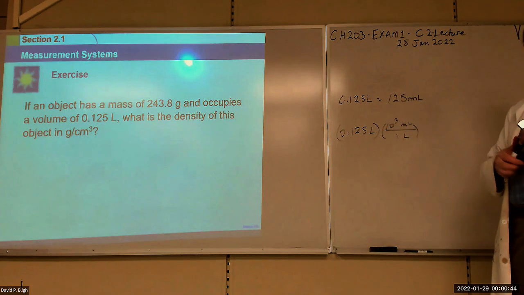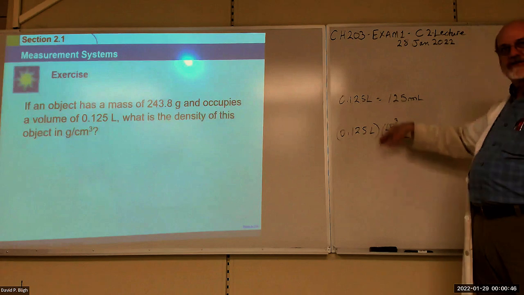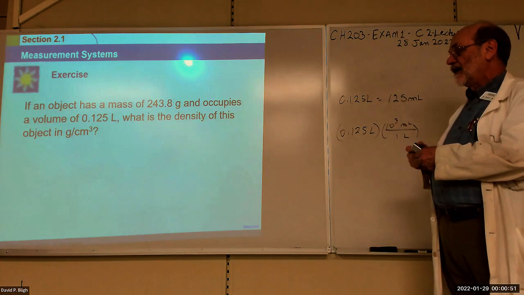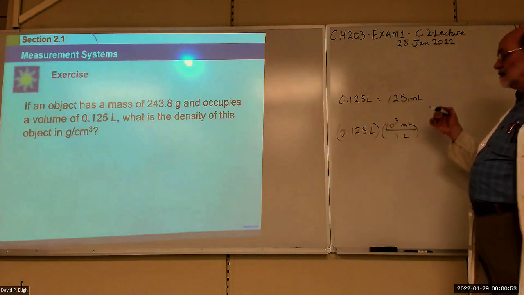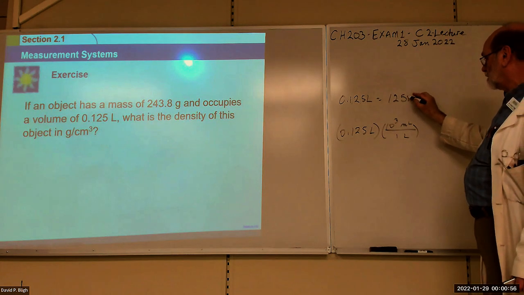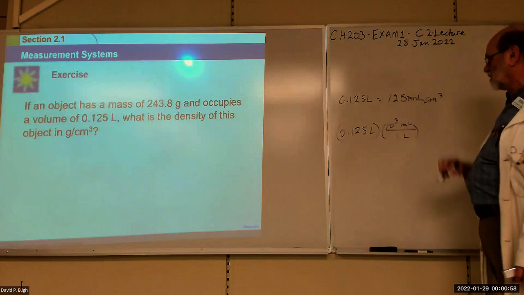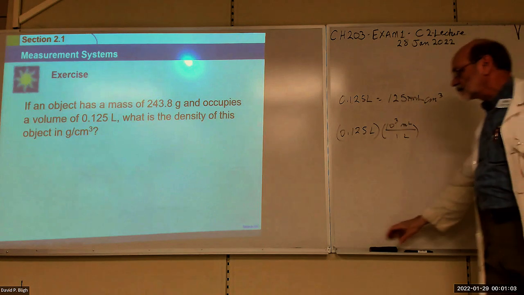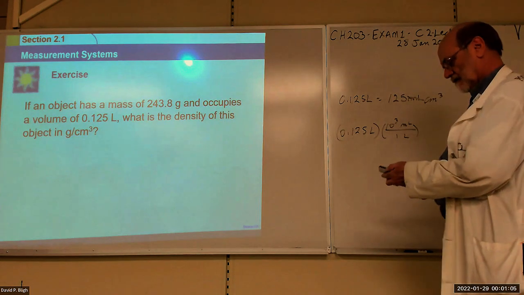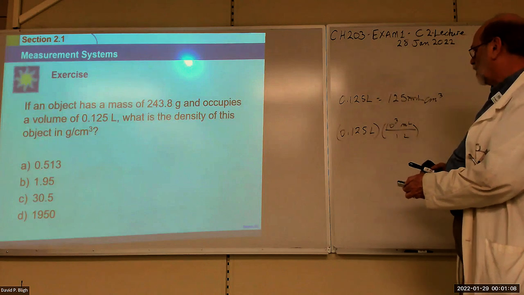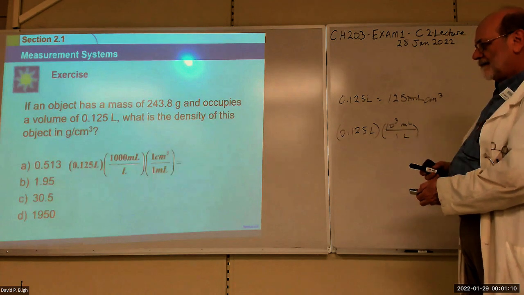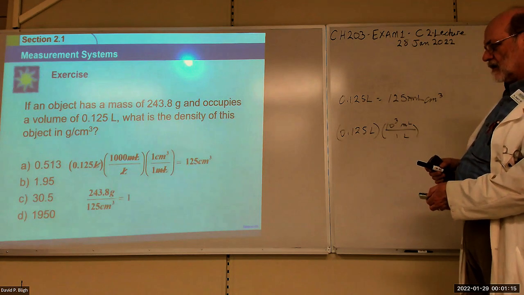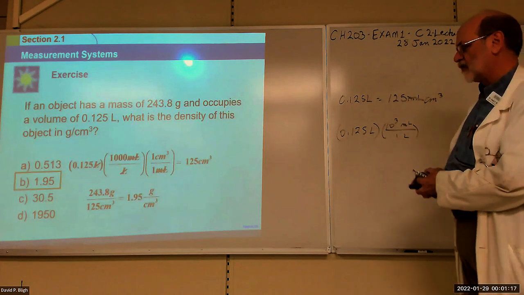Okay. This is the long-handed way. This is the shorthand way. And once you know milliliters, do you know cubic centimeters? Yeah, they're exactly equal. There you go. Now you can plug it in the formula. Oh, I didn't do the calculation. There we go. 1.95 grams per cubic centimeter.